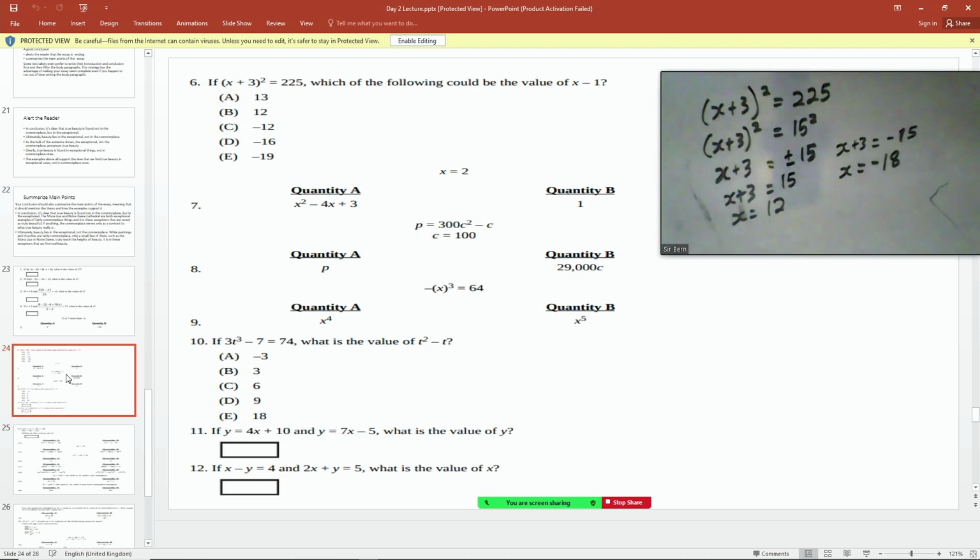So our question says x minus 1. So 12 minus 1 will give us 11. There was no 11 there. Minus 18 minus 1 will give us minus 19. So that's our answer. Our answer will be E, minus 19.